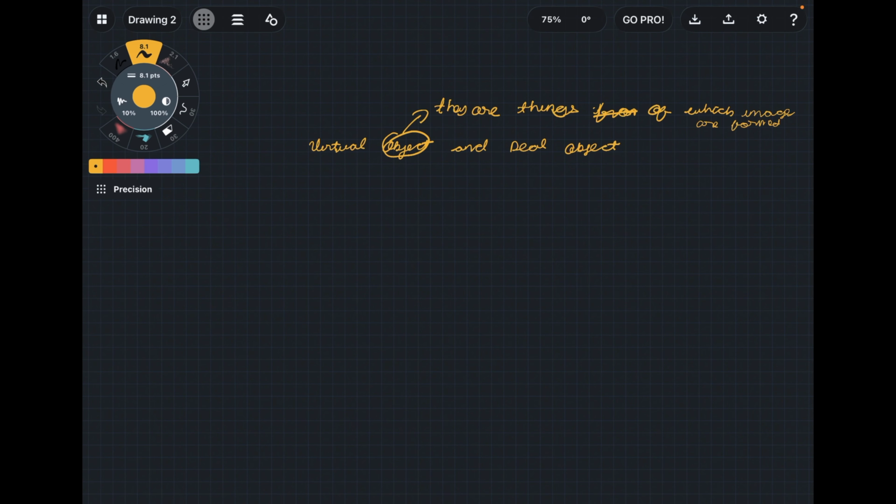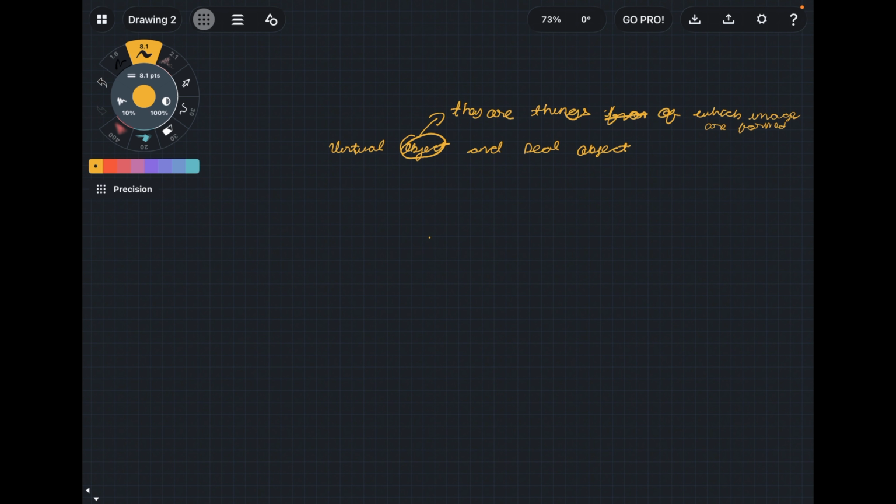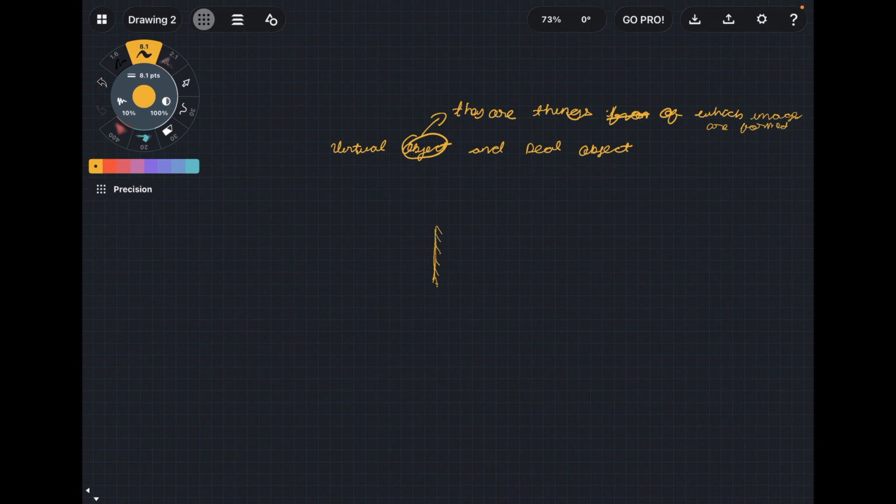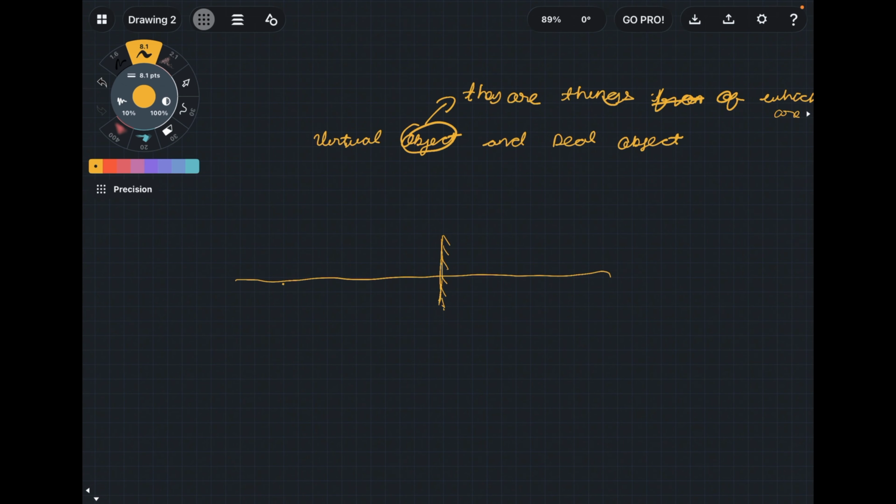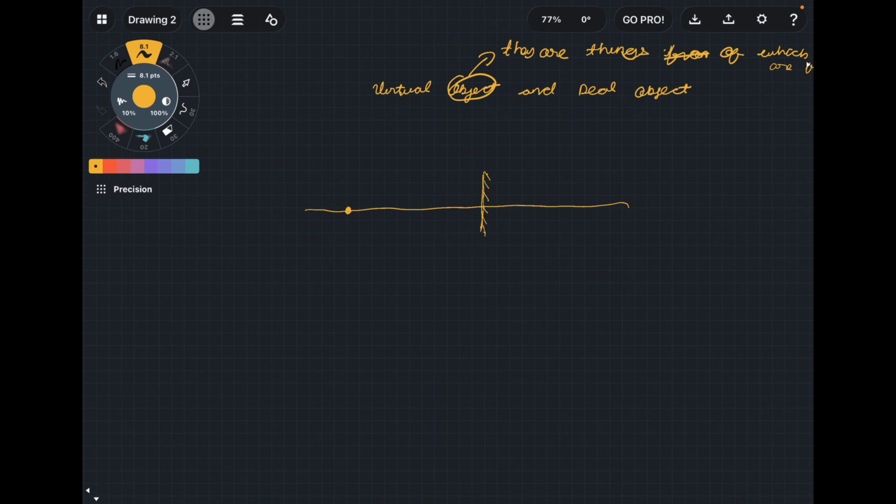So to understand what an object really is in essence, let's draw a diagram and try to identify an object in this. For example, we have a light source. Suppose this is a point-sized light source, and we have a plane mirror here. We'll see how the reflection happens, we'll see the formation of the image, and then we'll try to identify the object there.